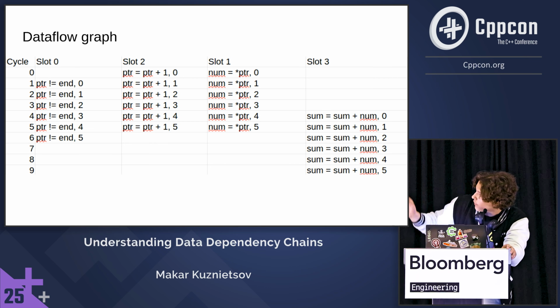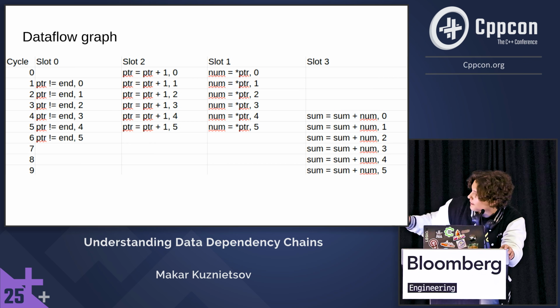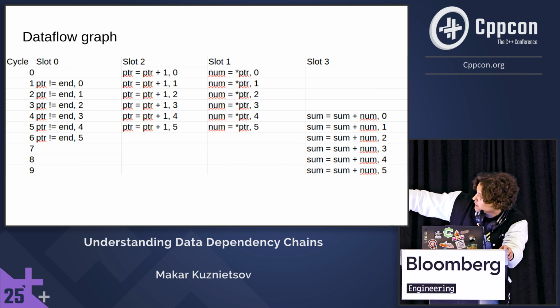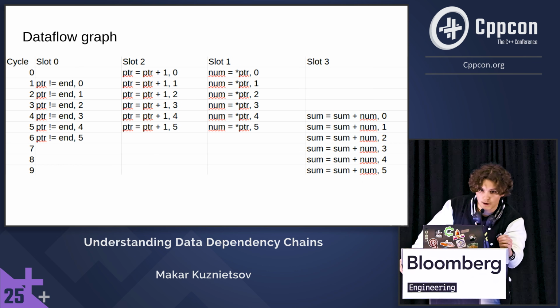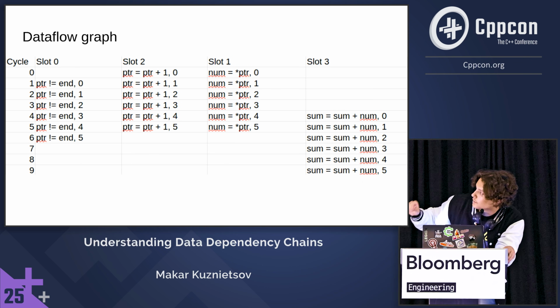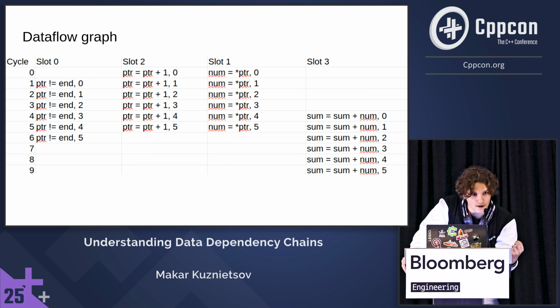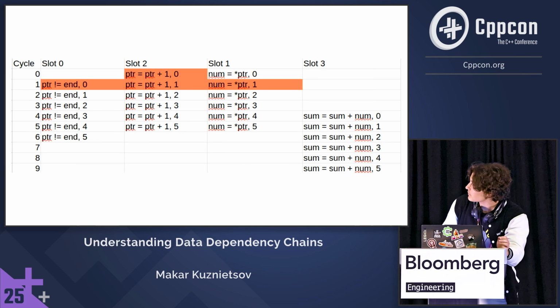Basically, we will start with advancing the pointer and starting with the load. And then on the right side, on the slot tree, you can see all the actual summation for the main accumulator variable. They will start from cycle 4 because it will take 4 cycles to actually load that first num.